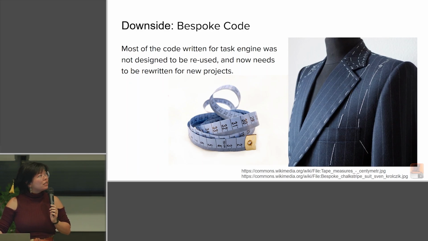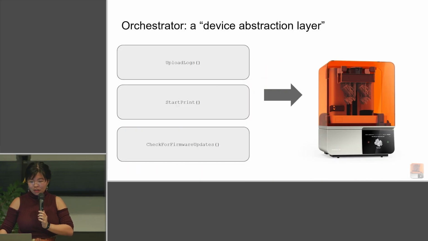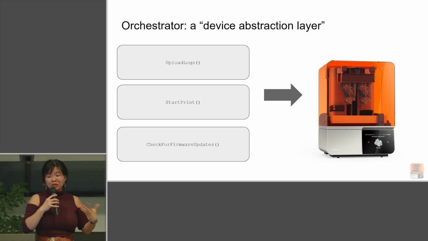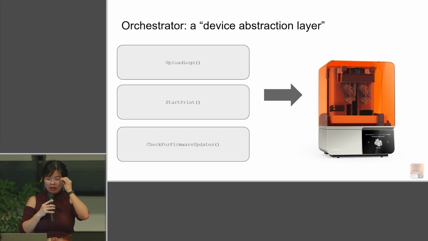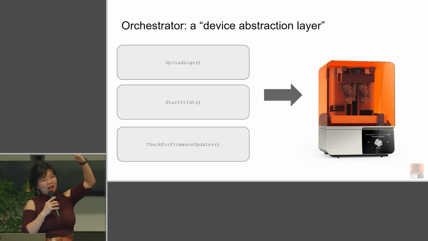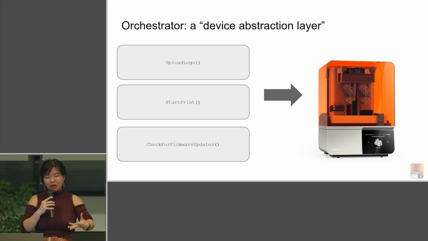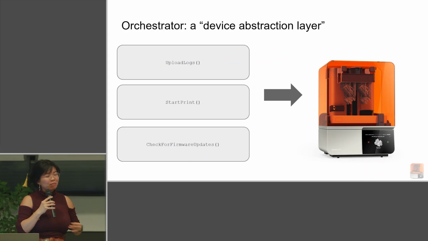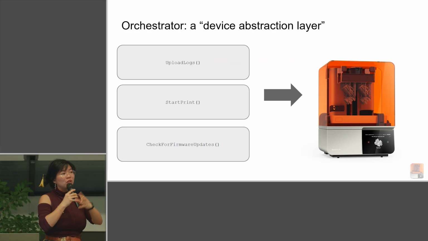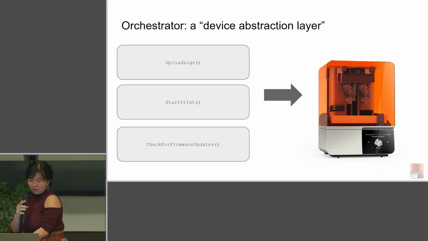But yeah, let's look at a different place where we made stability and flexibility trade-offs. So this is very far on the flexibility side. And Orchestrator is a lot more stable. Orchestrator is the component I referred to as a device abstraction layer. It's another level up, and it lets you do things like upload logs, start a print, check for firmware updates. The orchestrator doesn't actually know very much about what the user interfaces look like. It doesn't care. It shouldn't have to. It basically accumulates all the state from Task Engine and serves it up to whoever is interested in it.